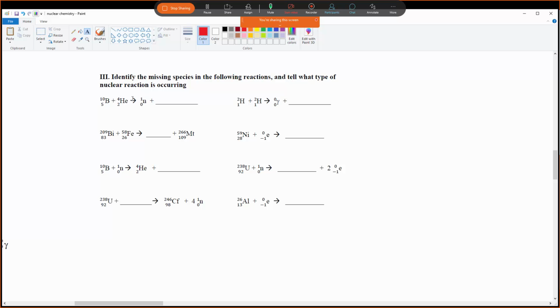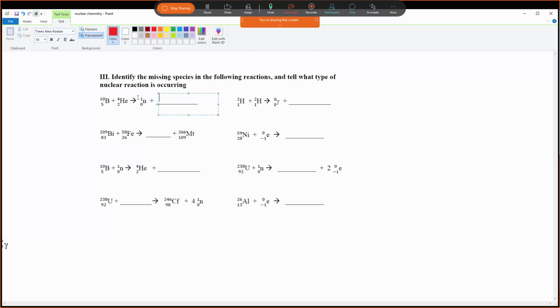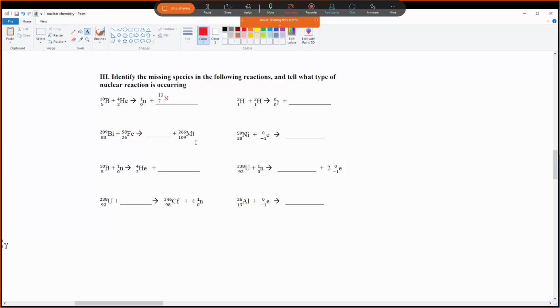So for this first one, we've got boron 10 and helium 4 combining, and we do end up with a neutron left over at the end of the day. So 10 plus 4 is 14 equals 1 plus 13 on the top. And then 5 plus 2 is 7, and that's going to equal 0 plus 7. So this is going to be a 13, 7. Can you guys still see that if I make it a little bit smaller? And then being a 7 makes it a nitrogen. Is that too small?